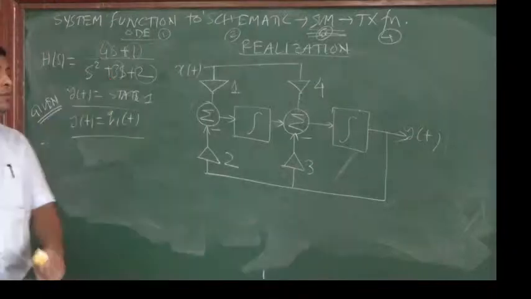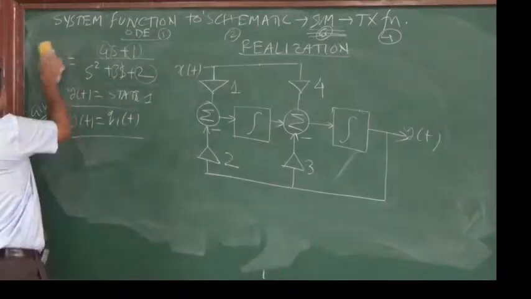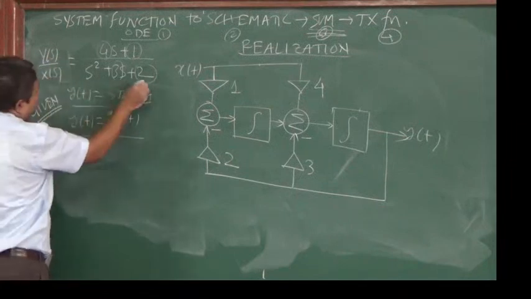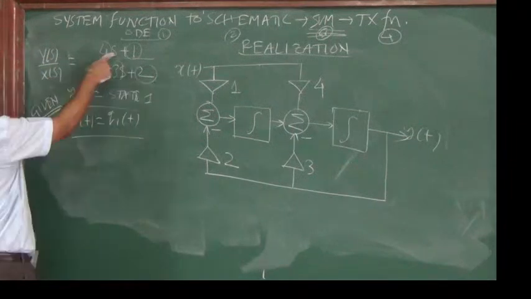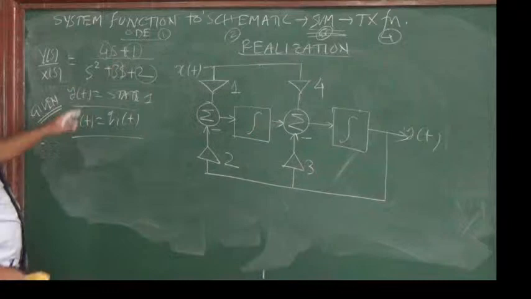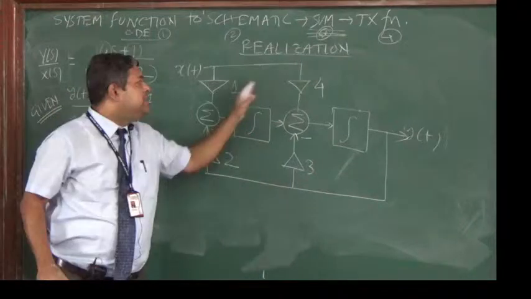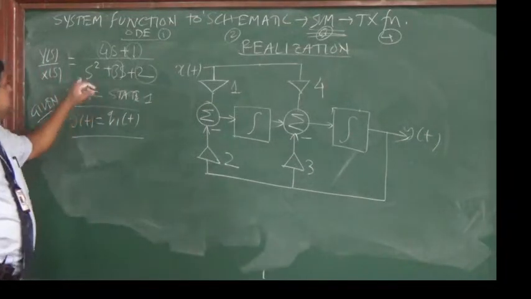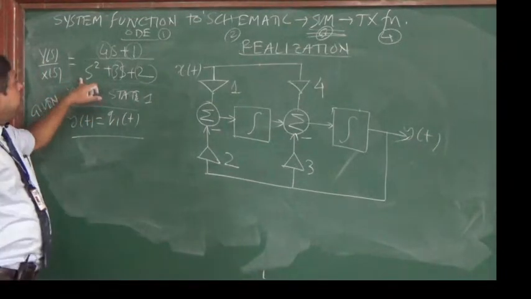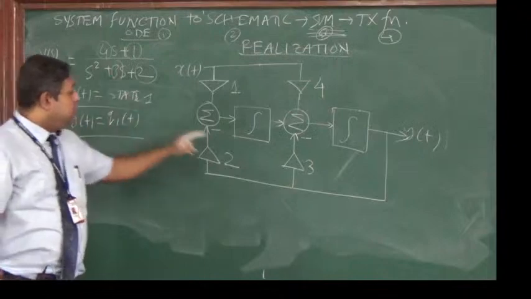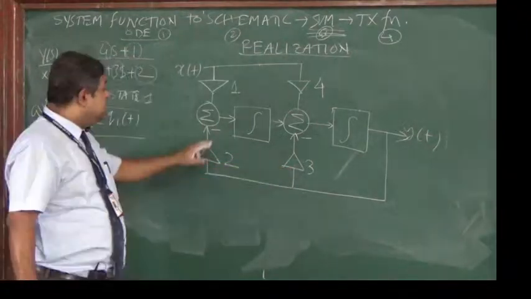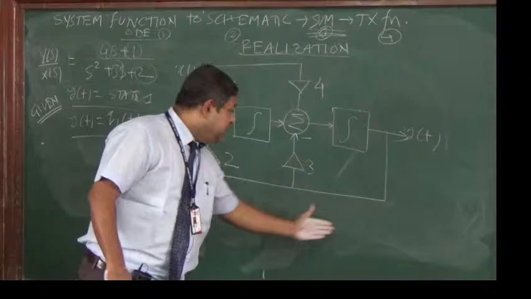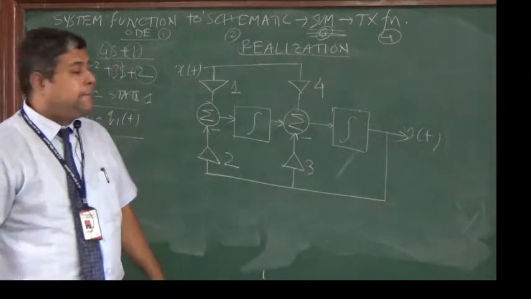So how to do it again? H(s) is nothing but Y(s)/X(s). These are the coefficients related to X(s). So 4s + 1 is related to X(s). This 4 should be taken here, 1 should be taken here. In s² + 3s + 2, the leading coefficient has to be made equal to 1. So 2 will come here, 3 will come here. These should be negative because we are configuring the whole system into a negative feedback configuration.